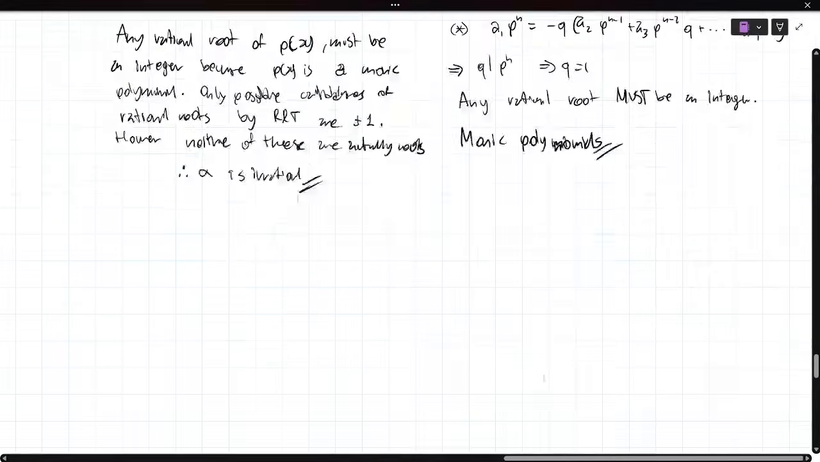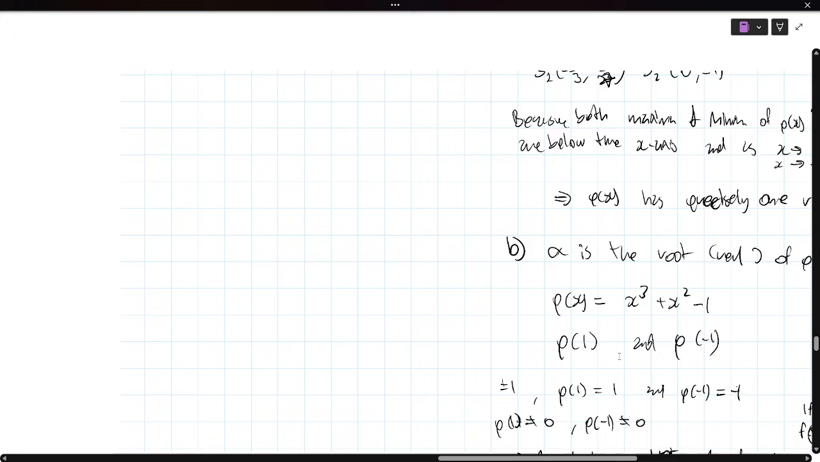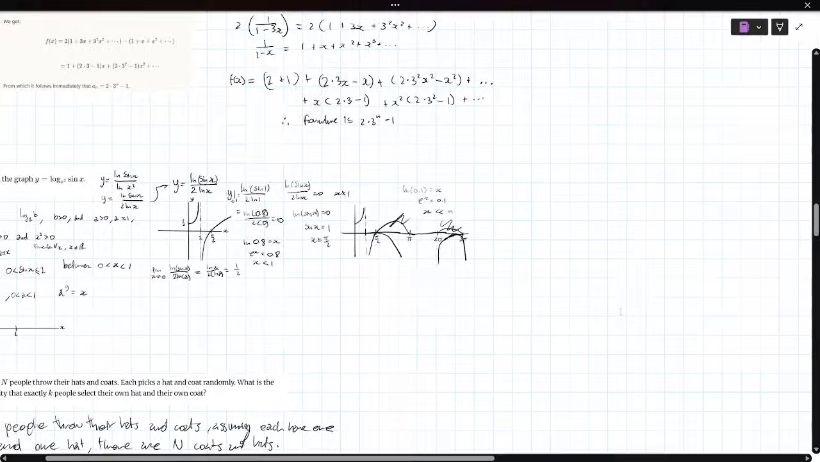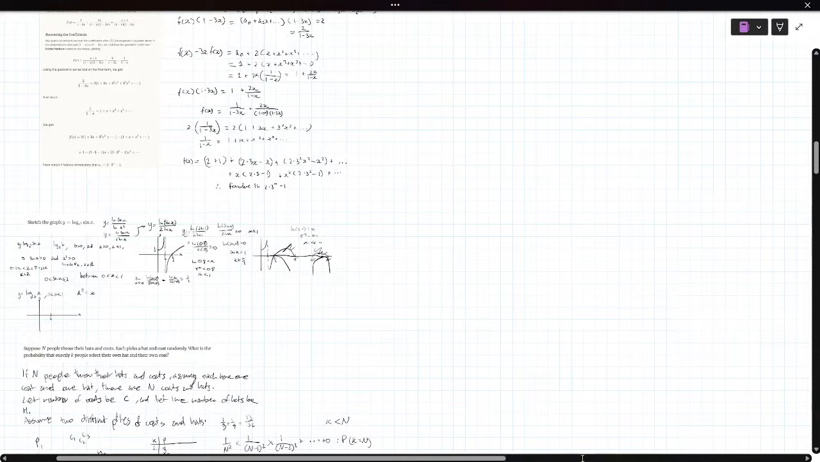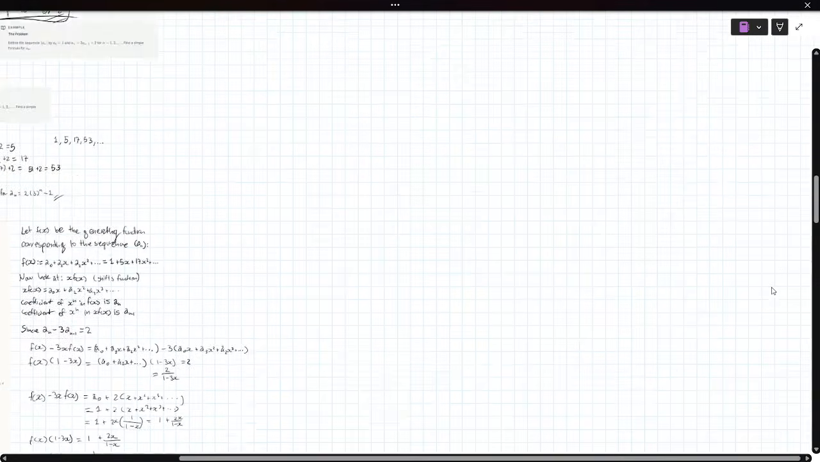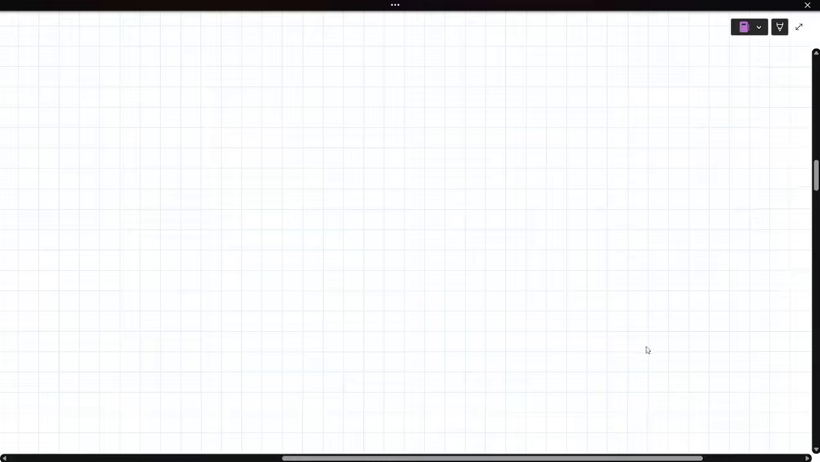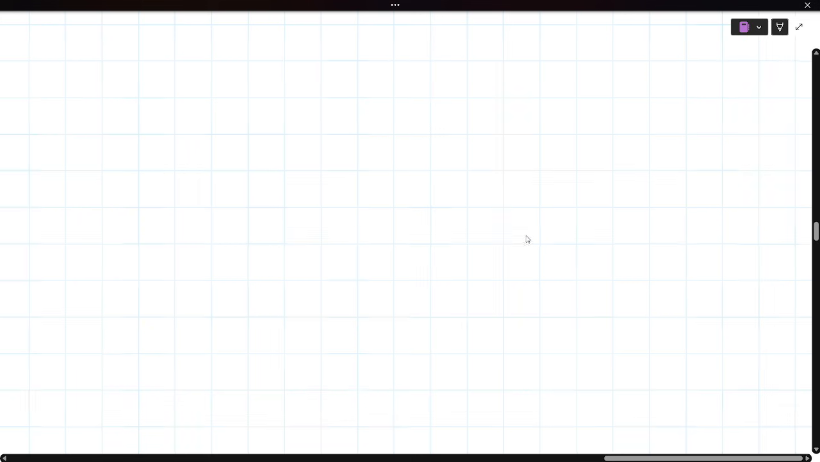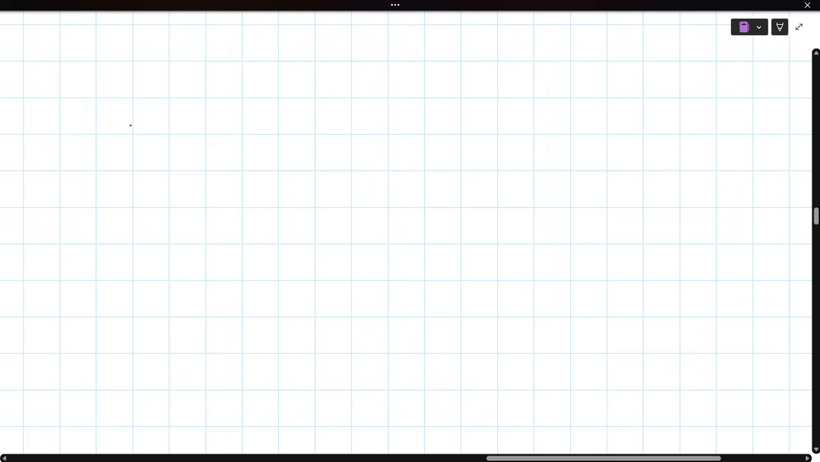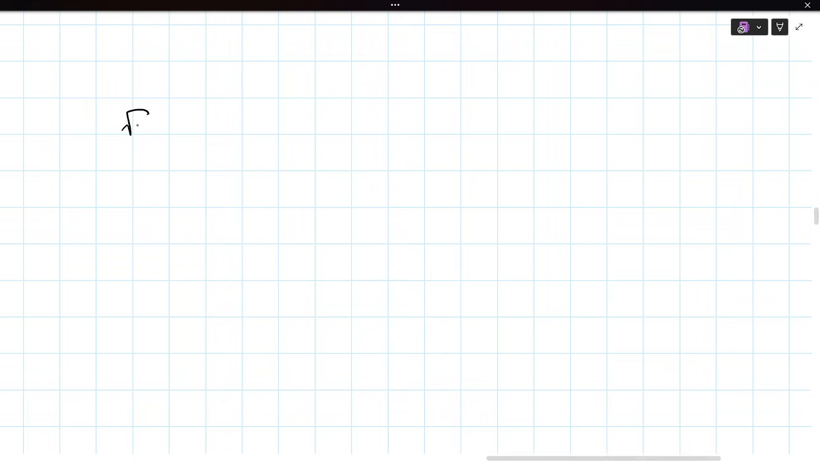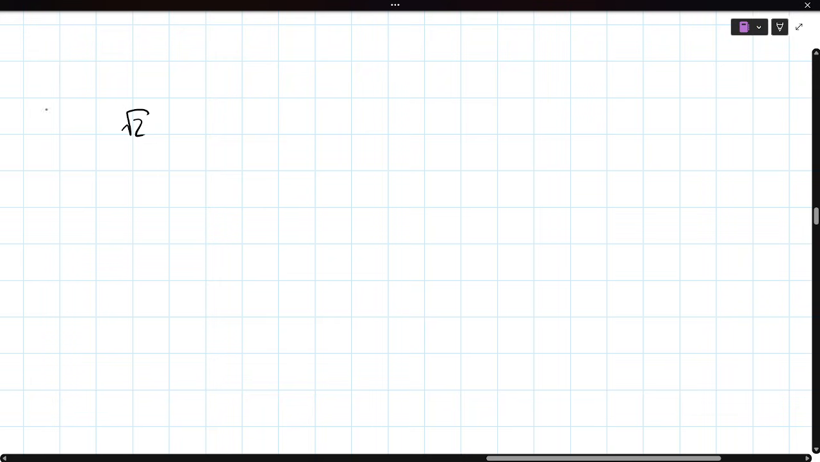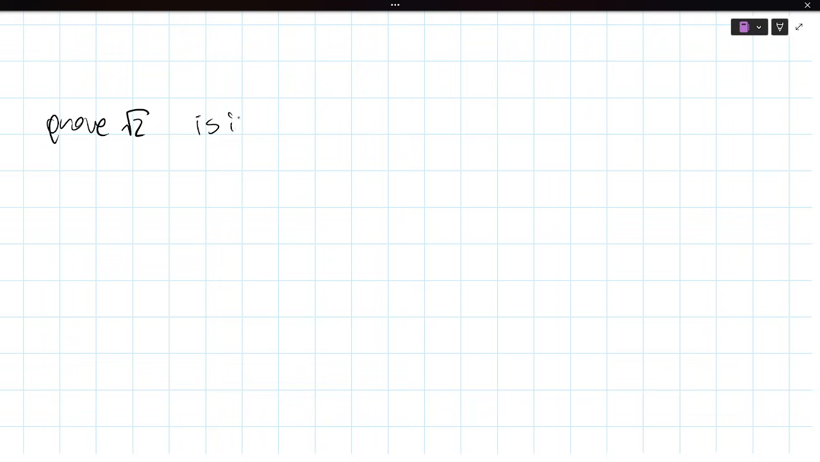Actually, you know what? Let's do it now. Consider the following. Okay, now consider, let's say, root 2. Okay, I need to prove root 2 is irrational.